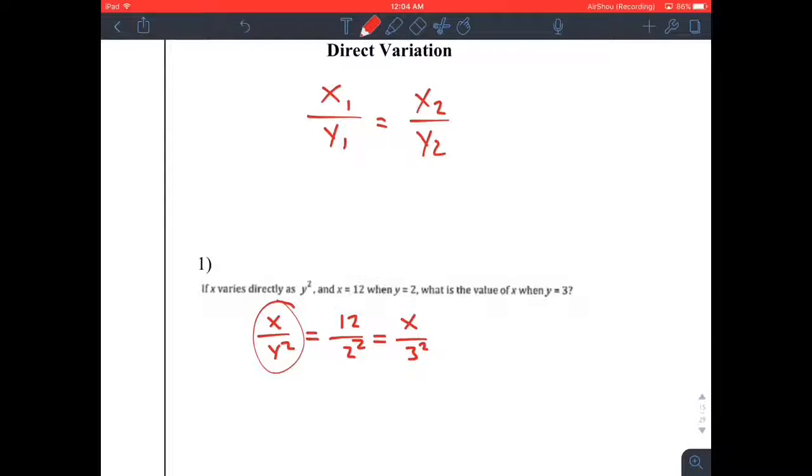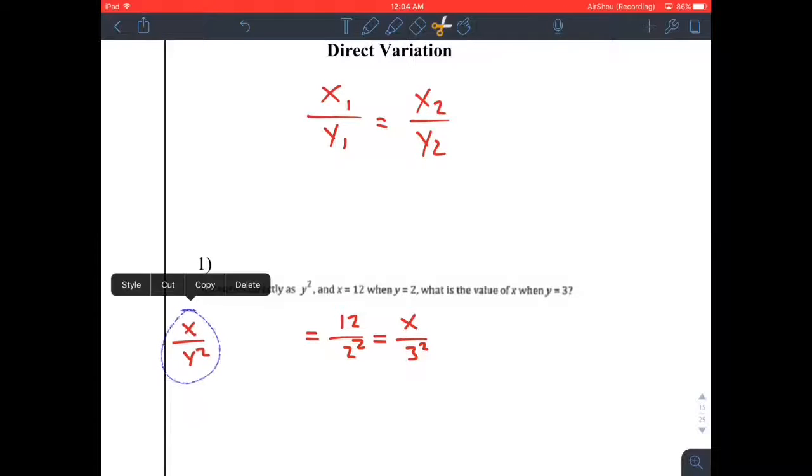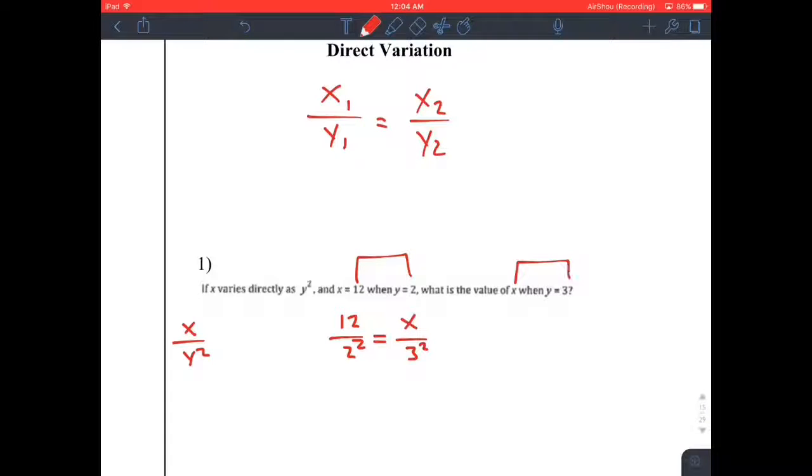Since x varies directly as y squared, and we're given x and y values, the relationship that we're given is this. It's always going to be x over y squared, and then we're told that these pairs go together. X is 12 and y is 2. And then these two go together. We don't know what x is, and we know y is 3. So it's x over y squared equals x over y squared.